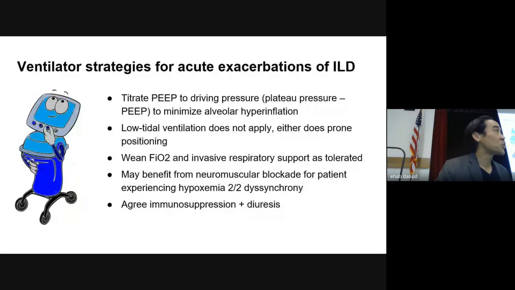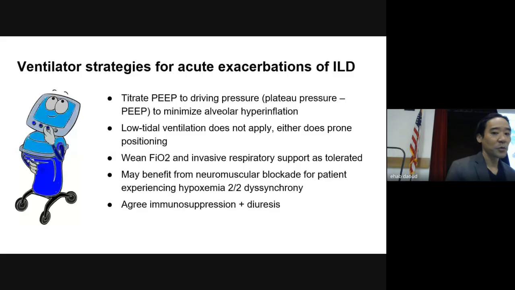Low tidal volume ventilation: an interstitial lung disease flare is not ARDS, so we don't have to do low tidal volume ventilation for these particular patients. Although there's some data suggesting you could use low tidal volume ventilation for every patient. I kind of get that, and I don't dislike the idea, but in any case, they're not ARDS. Sometimes they ask us, should we prone patients? Maybe it'll help, but I don't have evidence driving that decision making.